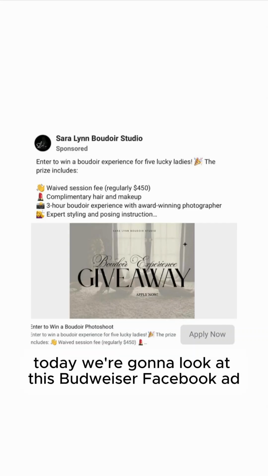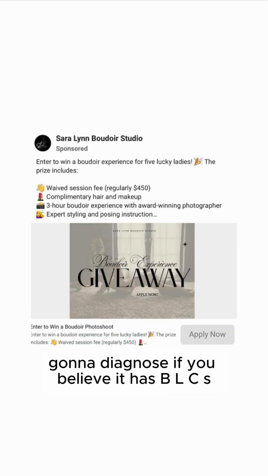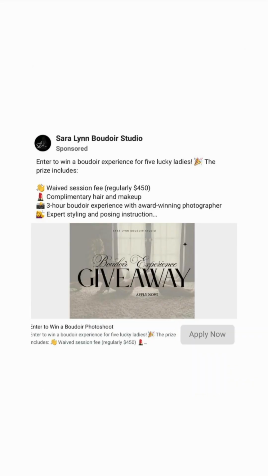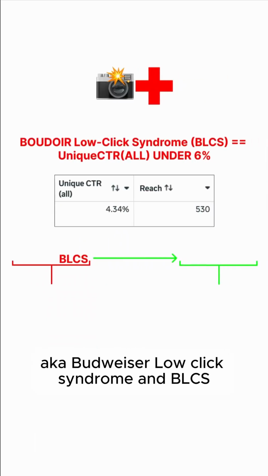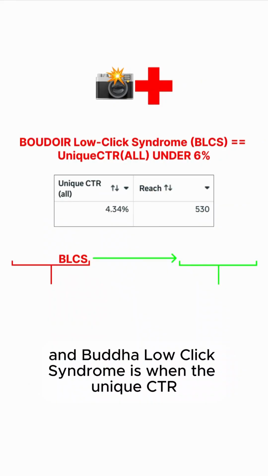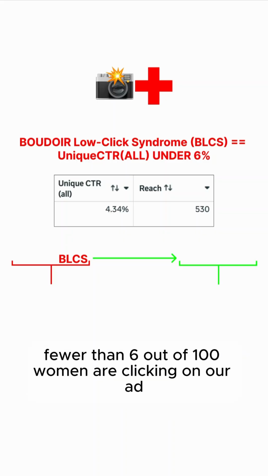All right, y'all. Today we're going to look at this Boudoir Facebook ad. Going to diagnose it, see if we believe it has BLCS, aka Boudoir Low Click Syndrome. And Boudoir Low Click Syndrome is when the unique CTR all of our Boudoir Facebook ad is under 6%. This means fewer than 6 out of 100 women are clicking on our ad.